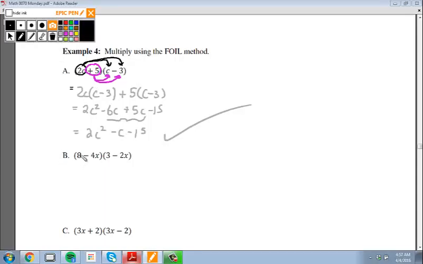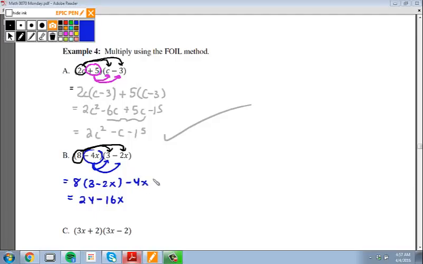Alright, let's try again. I need to distribute the 8 to both of these, and then I need to distribute the minus 4x to both of these. So I have the 8 times the 3 minus 2x, which I'm going to get 24 minus 16x. Then the minus 4x times 3 minus 2x, so I'm going to get minus 12x plus 8x squared.